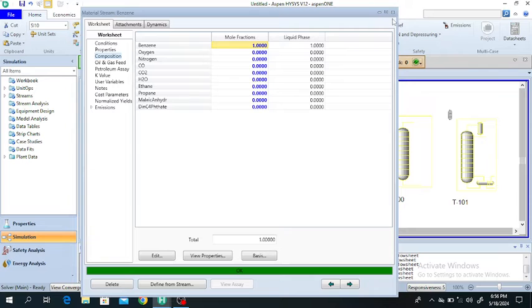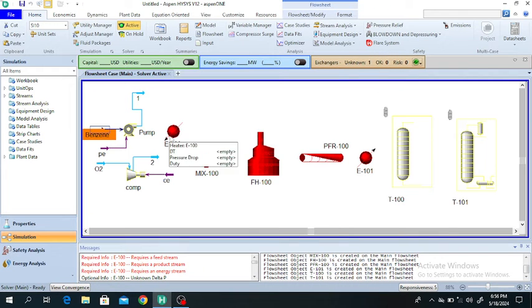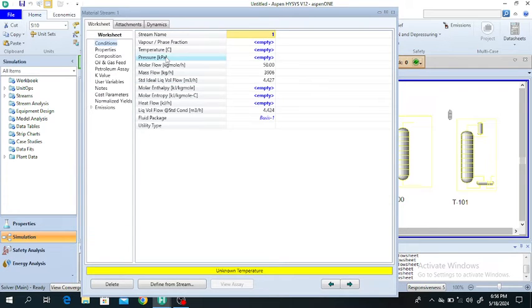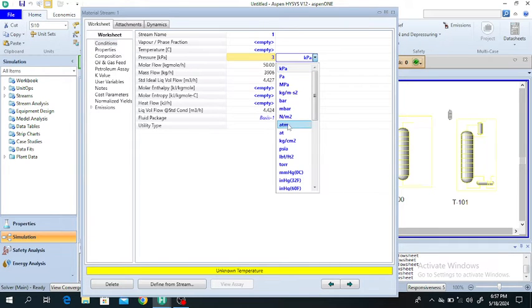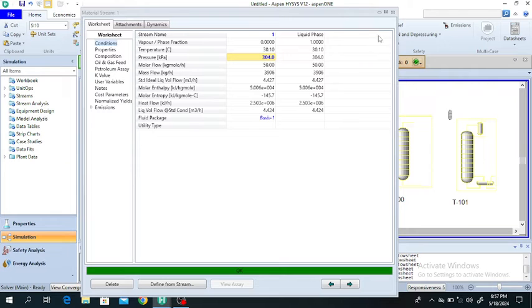Okay, so it is passing through a pump. The pump will increase its pressure. So double click on stream number 1. The pump increases its pressure from 1 atmosphere to, suppose, 3 atm.